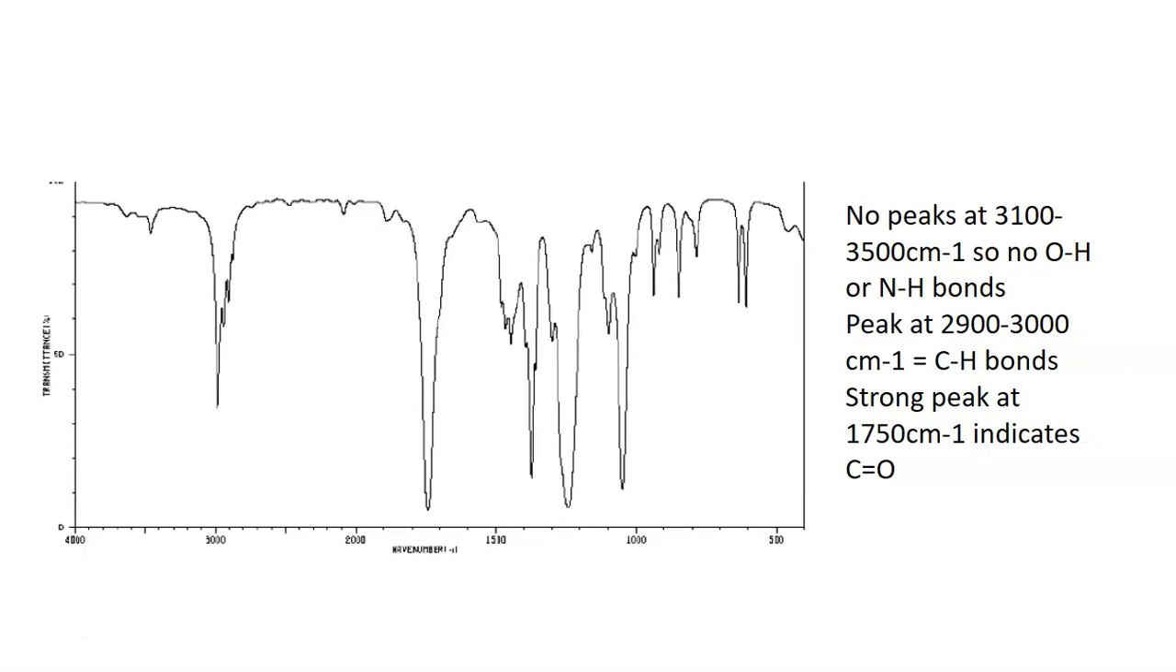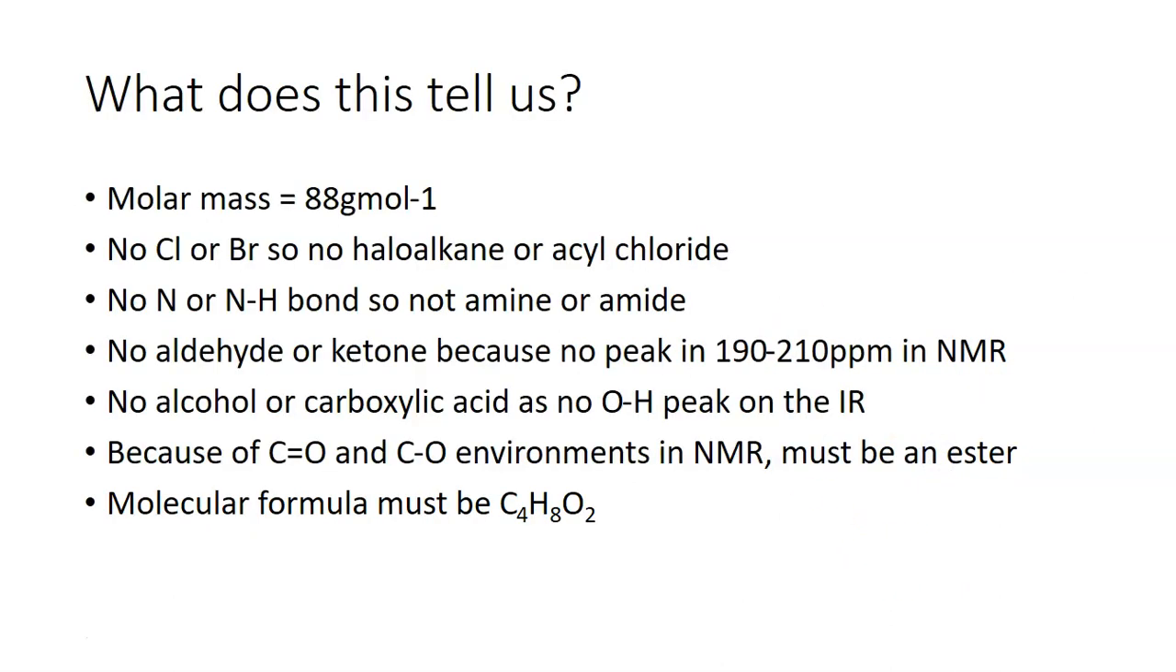So we've got these pieces of information. Now we can start putting these all together. What do we figure out from all of this? Well, we know our molar mass is 88 grams per mole. We don't have chlorine or bromine, so there's no haloalkane or acyl chloride. There's no nitrogen or NH bond, so it's not an amine or an amide. It's not an aldehyde or ketone because the peak's at the wrong place in the NMR. It's not an alcohol or a carboxylic acid because there's no OH stretch in the IR. And therefore, what we really have left, through process of elimination to a large extent, is an ester.